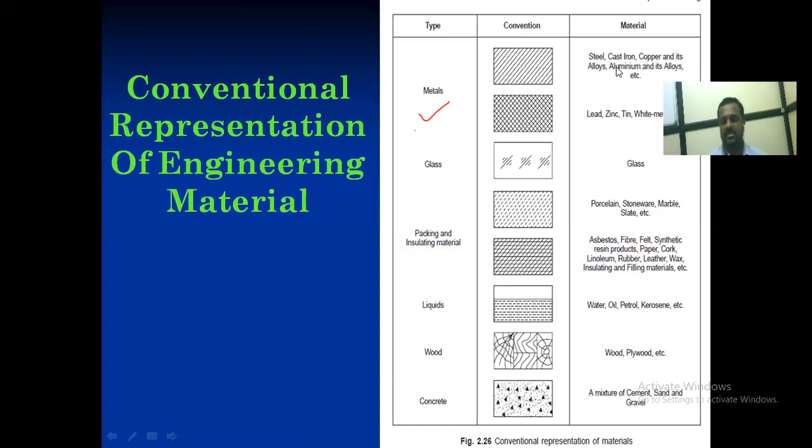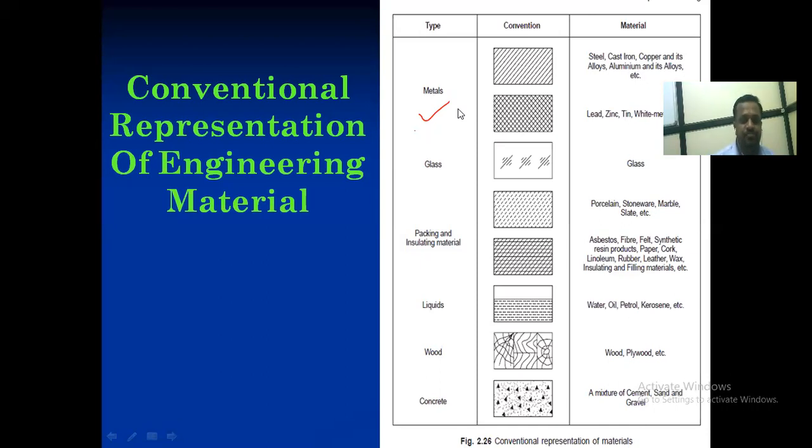These are the materials, engineering materials. Okay, now see, then how we have to represent that metals in the drawing sheet. म्हणजे ड्रॉइंग शीट मध्ये आपल्याला काय करायचे, मेटल रिप्रेझेंट करायचे. Then how we have to represent the metal in the drawing in the form of convention.